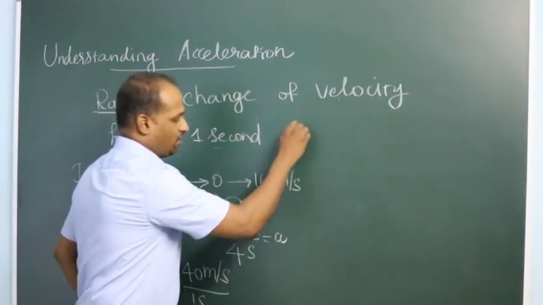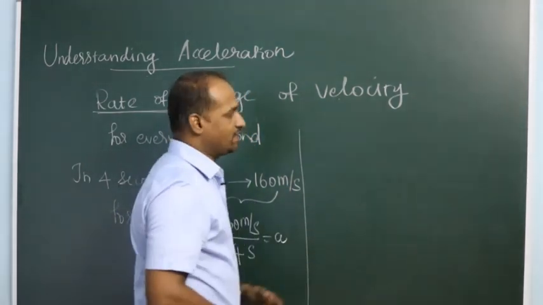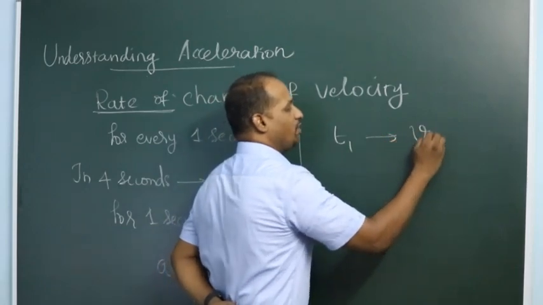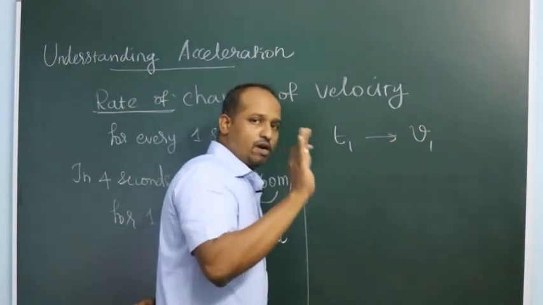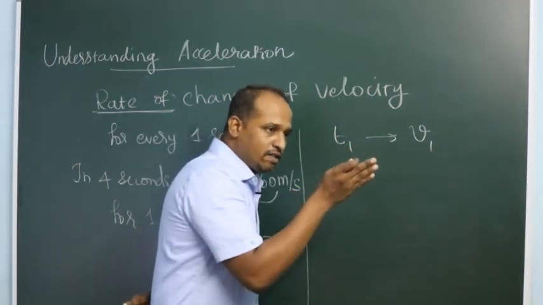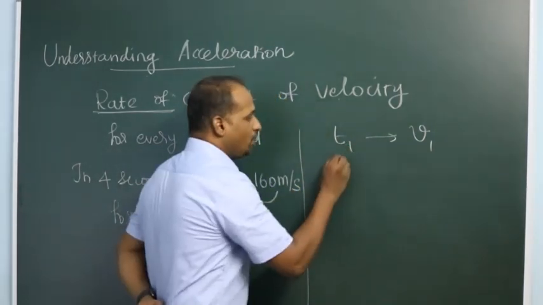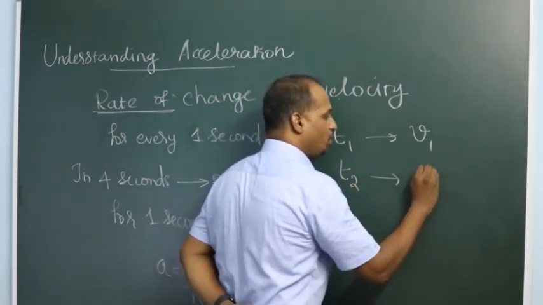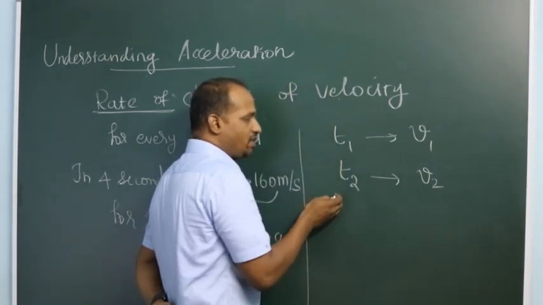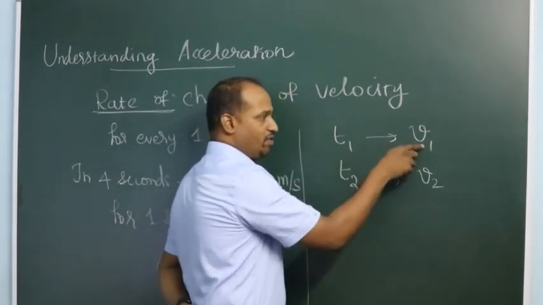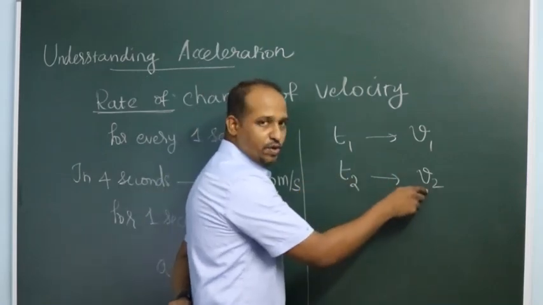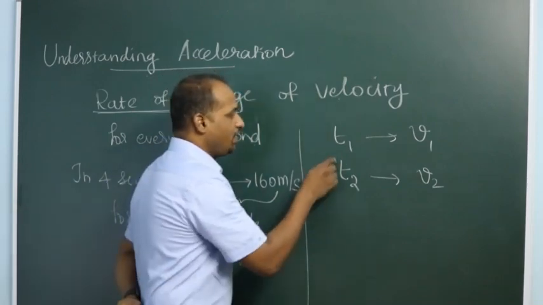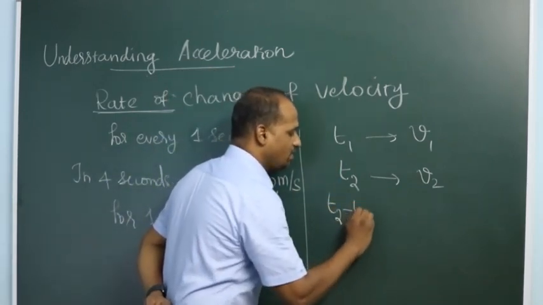Now comes the formal approach. How do you generally write acceleration? At time t1, the object's velocity is v1. And you are observing the object, and slowly the time goes up to t2. After a while, when the time is t2, the velocity changes from v1 to v2. What is the duration? It is 6 o'clock when you observed, it was v1. 7 o'clock when you observed, it was v2. Then what is the time elapsed? It is 7 o'clock minus 6 o'clock. Similarly, t2 minus t1.